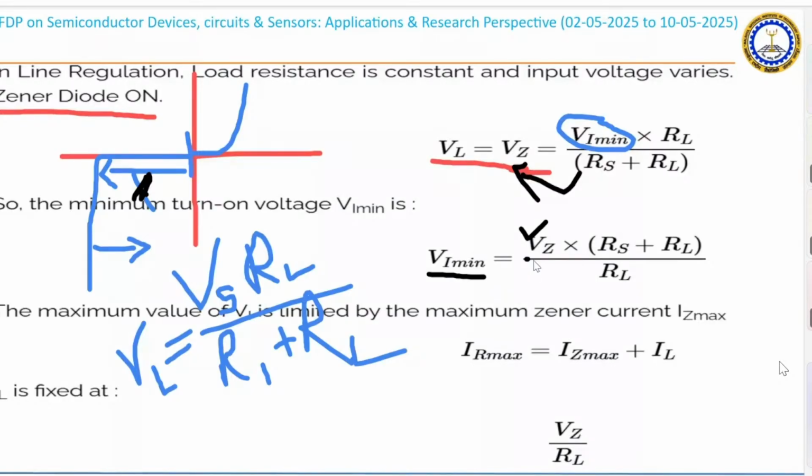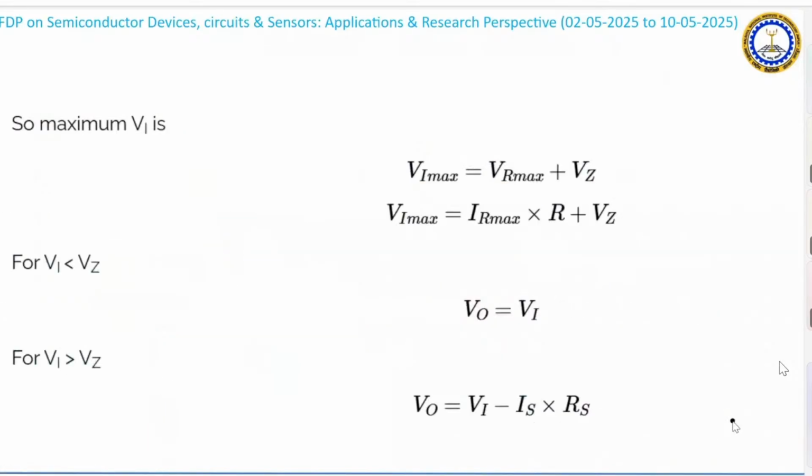Now we are going to fix RL. In that case, Vz upon RL is the IL at the output. Once the input is going beyond Vz, it means Vz is the only voltage at the output and RL is across the load. So Vz upon RL is IL, that's what IL is, the load current. From this, there was a total current formula with R1 and RL. So we will determine what is the IZ current.